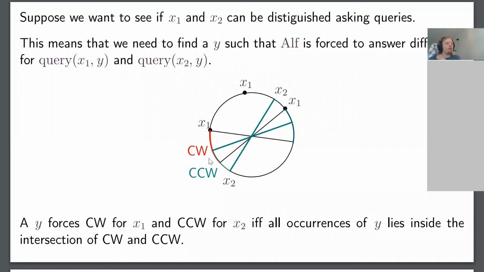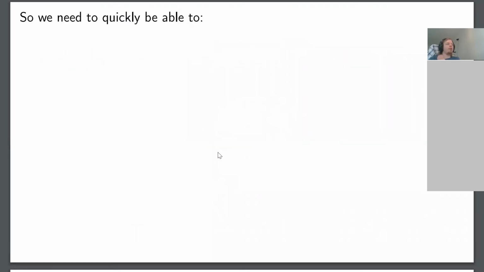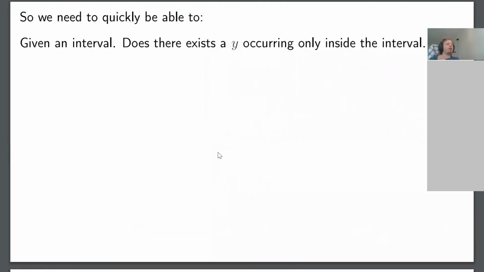Okay, so now we have a kind of weird question. For each pair of x1 and x2, we look at this intersection and ask: does there exist some y that only occurs inside that interval? That's what we've broken it down to. Given an interval, does there exist a y occurring only inside that interval?